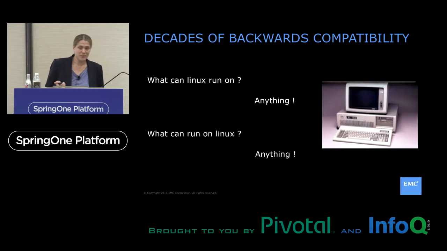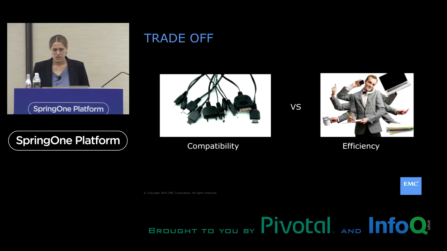What can Linux run on? Anything. What can run on Linux? Anything, right? I can take a Pentium 1 from 10 years ago, take the latest Debian distro, and just run it out of the box. It will work. I don't need to configure anything. So we basically created a trade-off as a community. It was more important to us to support compatibility versus efficiency. And this is what we made as a community.